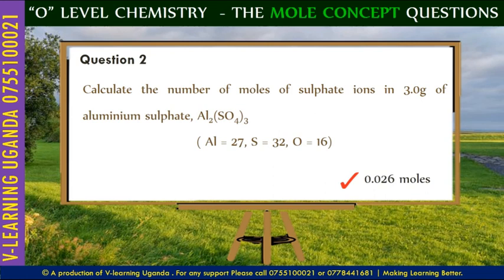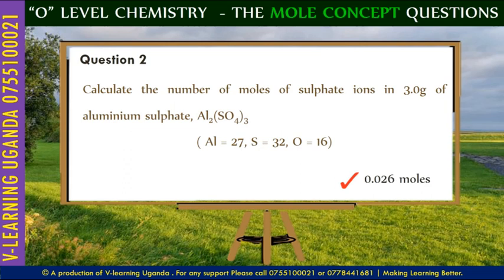We are still continuing with the mole concept questions of ordinary level chemistry. And this is question 2, which is right here on the screen. Calculate the number of moles of sulfate ions in 3.0 grams of aluminum sulfate. As we have seen in earlier questions, we need the relative formula mass of the aluminum sulfate, but in this case now we are talking of ions.